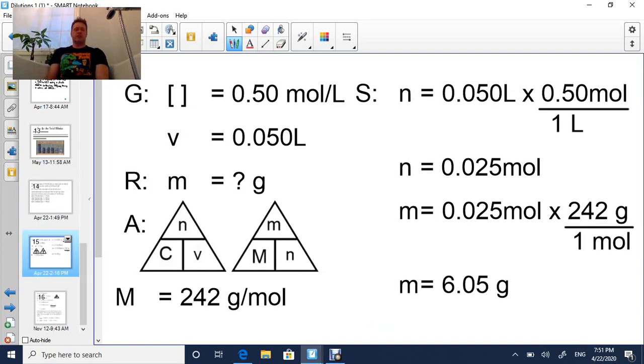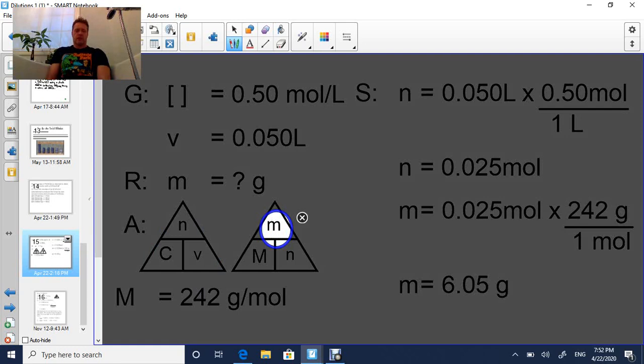So our given is the concentration and the volume. So right away you're thinking, hey, I'm using this triangle. But of course we want mass. And you notice in this triangle, there's no mass there, right? It's nothing. But this triangle has mass. There it is. So we're going to have to get to that triangle.